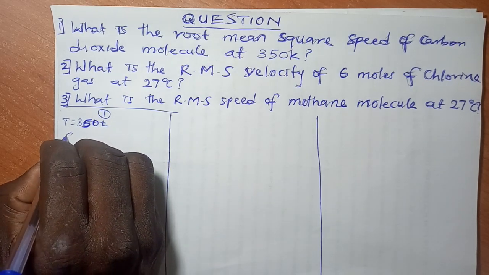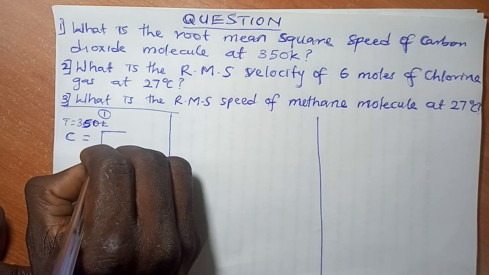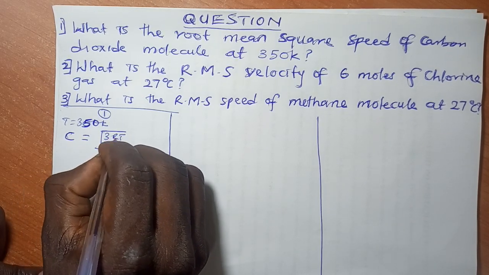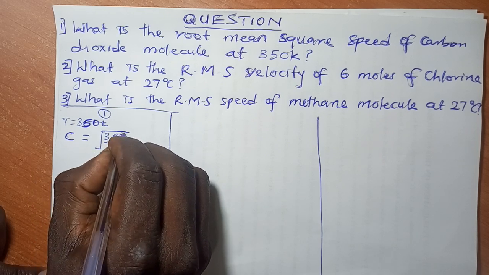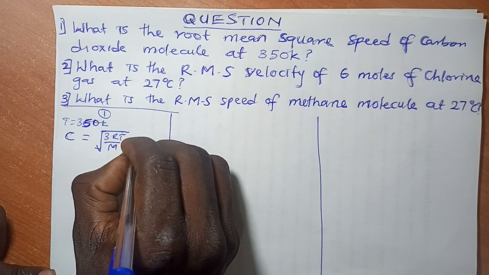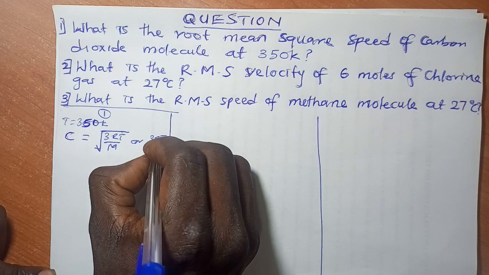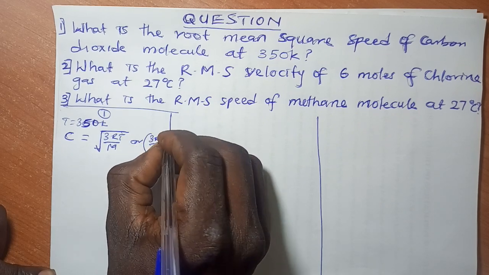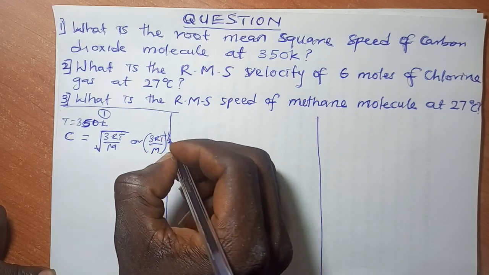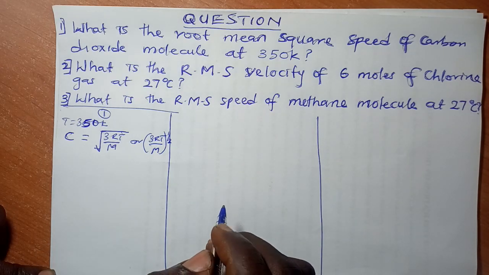You know root mean square speed is equal to the square root of 3RT over molecular weight. Please understand that this square root affects the molecular weight, so you have it as 3RT over capital letter M all raised to the power of half. So this is the formula for the root mean square velocity.